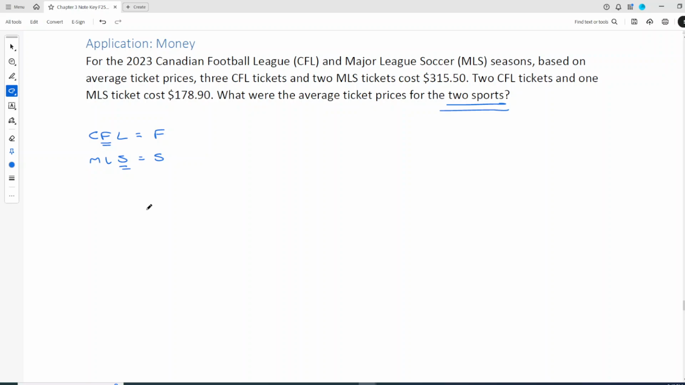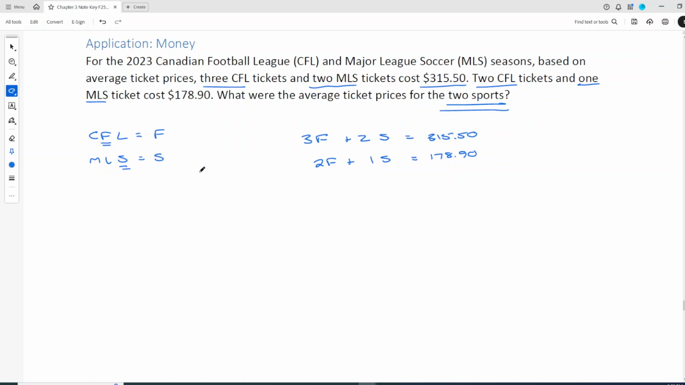And then you don't need a diagram for this, you're going to go straight to writing your two equations. So the two equations are 3 CFL and 2 MLS cost $315.50. So 3 football and 2 soccer costs $315.50. And then for the other one, it says that 2 football and 1 soccer costs $178.90. So for this one, it was 2 CFL and 1 MLS costs $178.90.